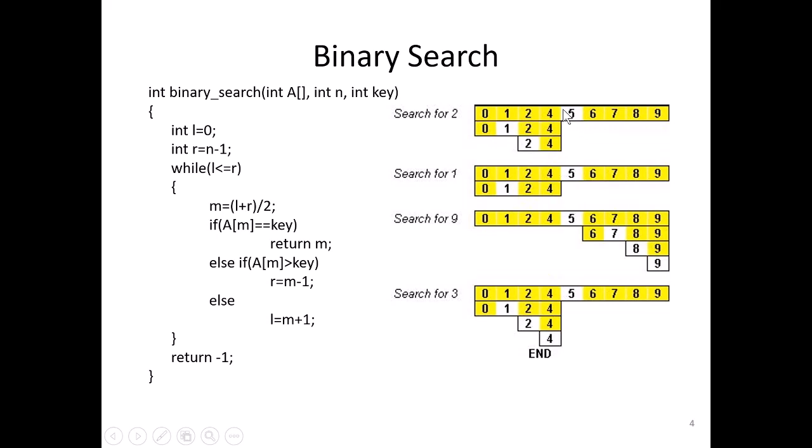So the element at index 4, counting from index 0, is 5. First we compare 5. For the first case, we are trying to search for the element 2. For this purpose, I search by comparing the mid element. How do we find the mid element? By using the formula L plus R divided by 2.